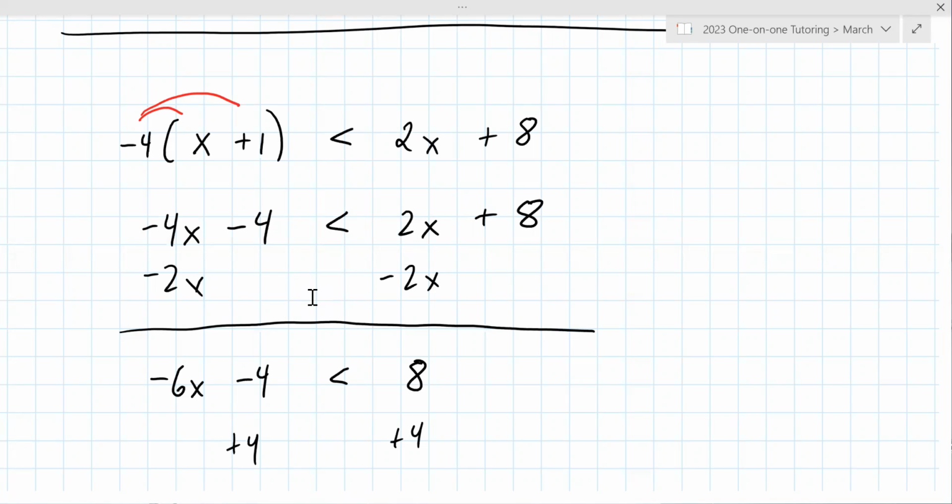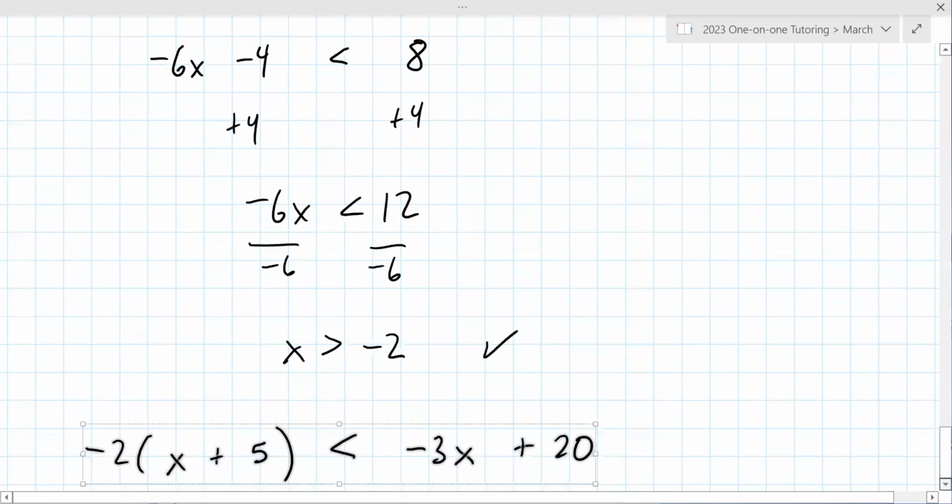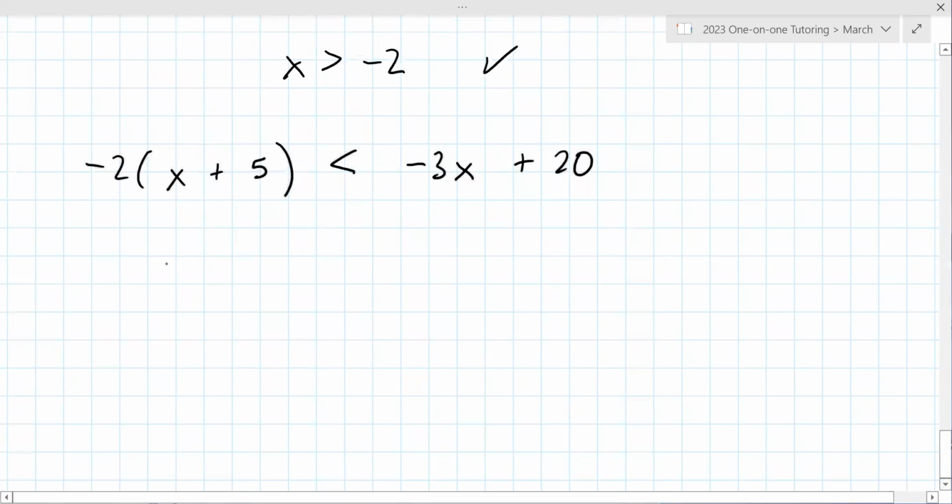I got x is less than 30. It seems like it should have divided out here. Let's take a look here. So you've got -2x - 10 less than -3x. Oh, I see what I did here. Yes, that is correct. I made the mistake here. X is less than 30. Good.